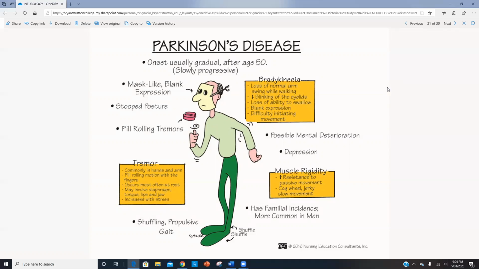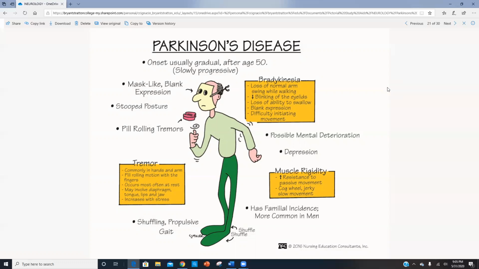Postural and gait disturbances. So their posture is stooped and their walking is a shuffling gait. Their expression is fixed, so they don't have any expression. They kind of look like they had a lot of Botox, and they can't smile, okay? It's a mask-like face is what they're really referred to, or flat affect. Depression, drooling, slurred speech, or other manifestations.